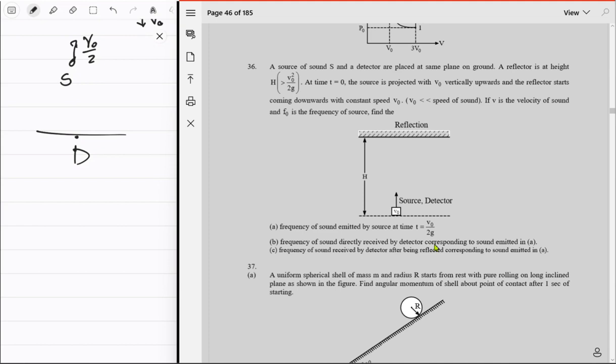Weird. Source of this thing coming downward with constant speed v naught, c is the velocity of sound, and f naught is the frequency of source. It is still f naught, right? So the frequency of sound emitted by source is still f naught. This is weird. So I don't get it.